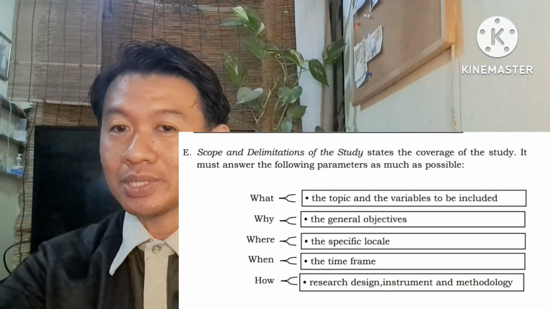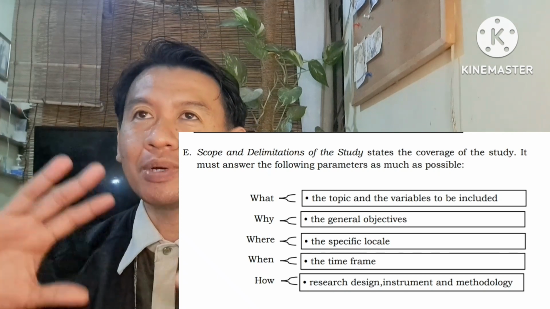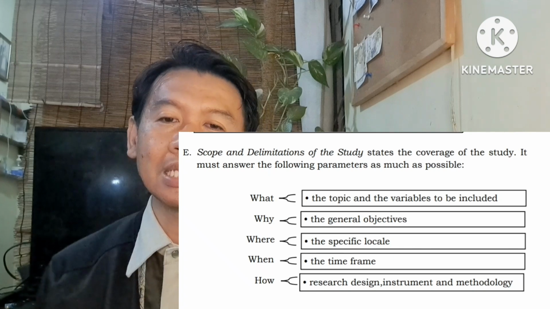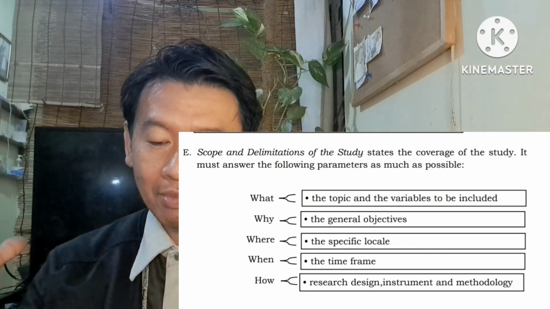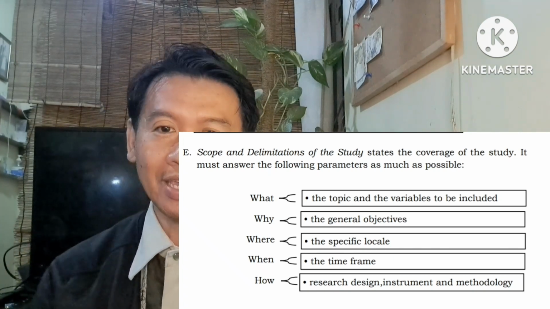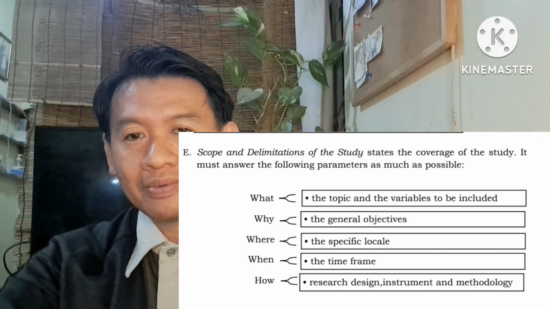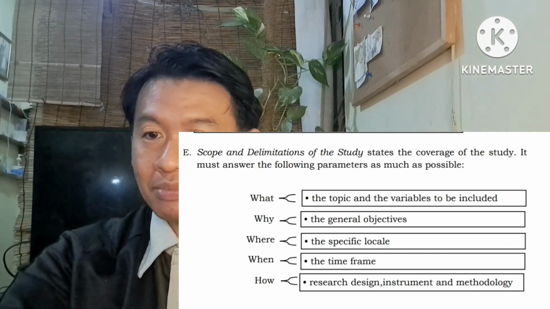Scope and delimitation of the study. Dito naman, ano yung parameter o nasasakupan nung study mo? Para pag nagtanong ang panelist, doon ka lang magbabatay. Doon sa lugar mo. Okay? Nandiyan yung what, why, where, and when. The topic and the variables to be included.